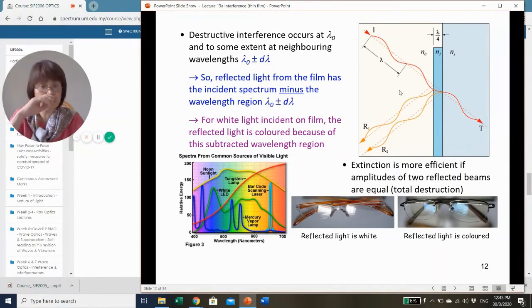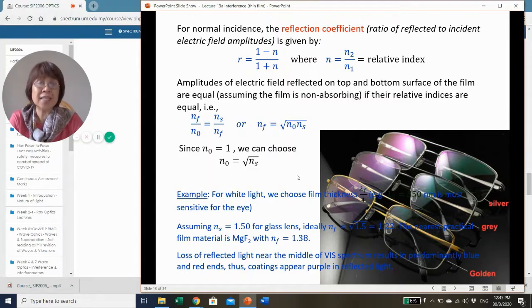And here the extinction will be more effective if the amplitudes of the two reflected beams are equal. Then you have really total destructive interference. So for normal incidence, the reflection coefficient, which is the ratio of the reflected electric field to the incident electric field amplitude, is given by the ratio of 1 minus n divided by 1 plus n. I'm not going into the derivation to get this. You just take my word for it that it is given by this expression, where n here would be the relative index of the second medium to the first medium.